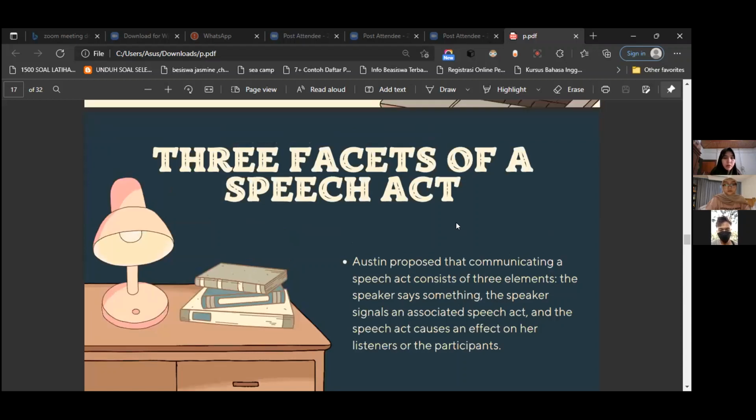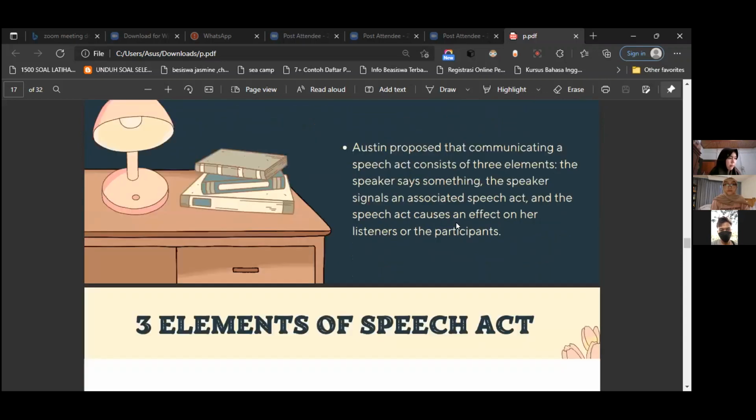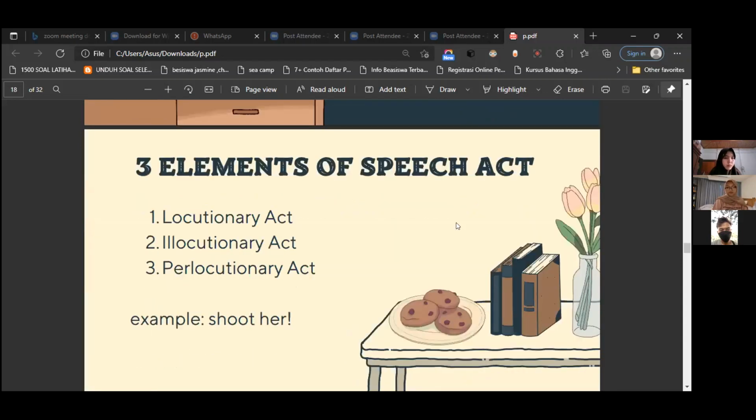Okay, the next is about three facets of speech act. Austin proposed that communicating a speech act consists of three elements. The first is the speaker says something. The second is the speaker signals an associated speech act. And the third is the speech act causes an effect on the listener or the participants. So there are three elements of speech act.